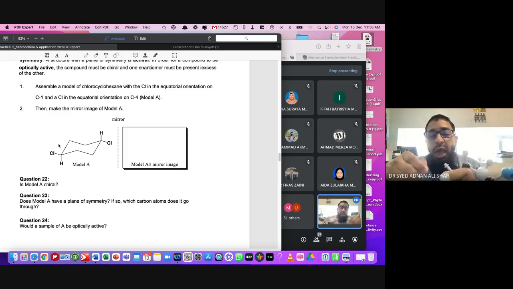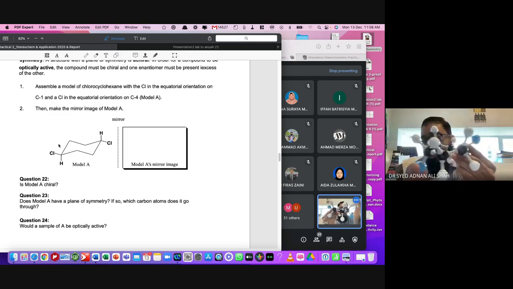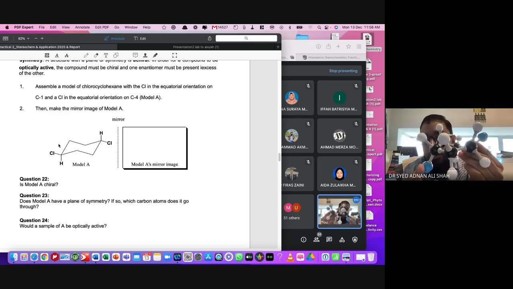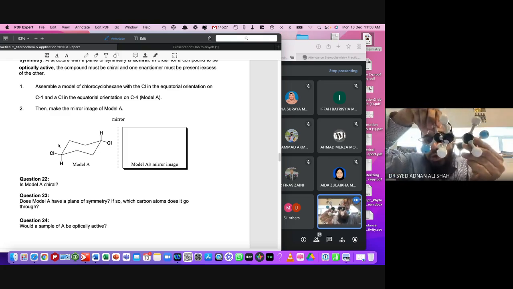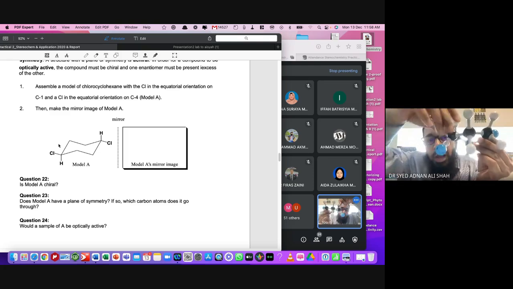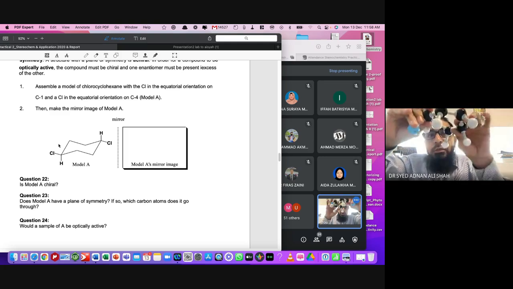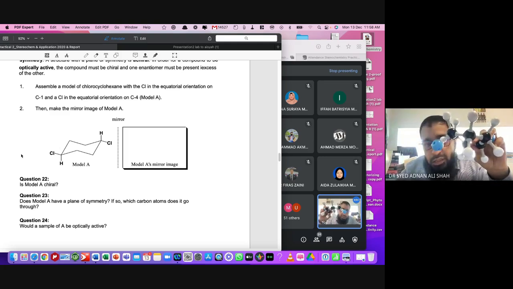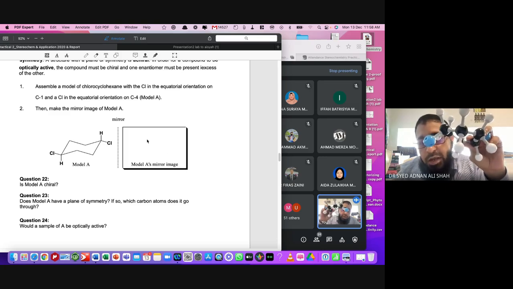So we can have the orientation of both chlorides at opposite planes. You can see, this one is at the top and this one is at the bottom. Understand? How you can form the mirror image of this molecule is very easy, right? Just you can have this one like this, and you just have to make the mirror image of this one.